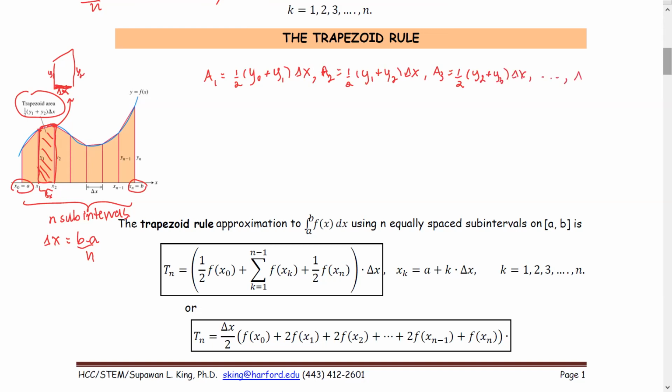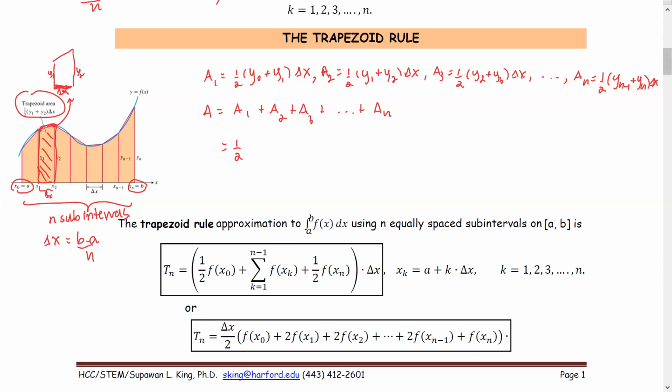All n of them. So A_n equals 1/2 of (y_{n-1} plus y_n) multiplied by delta x. So the sum of all areas is used to approximate the area under the graph, which is the integration of the function f from point A to point B with respect to x. So the area A is A1 plus A2 plus A3, all the way to A_n.